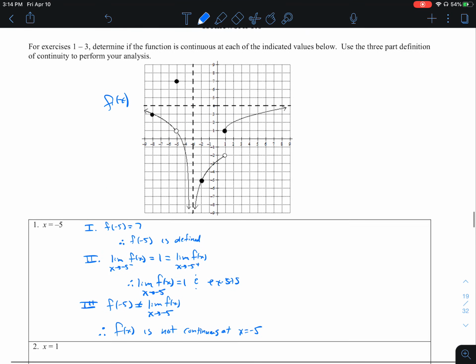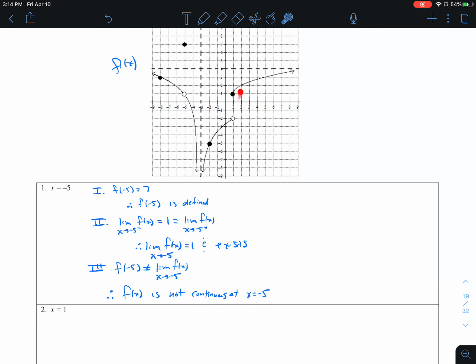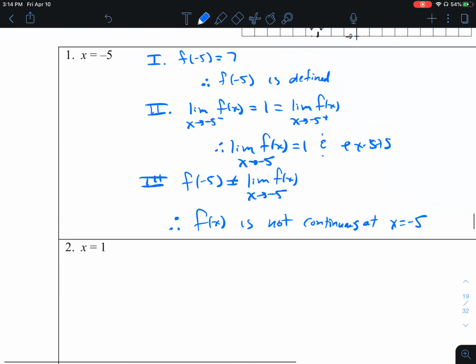Number 2, x equals 1. Is the function defined at x equals 1? It sure is. It's defined as being 1. So part 1, we can say f of 1 is equal to 1. Therefore, f of 1 is defined.